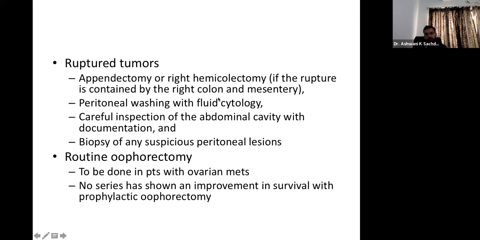For ruptured tumors, again the confusion of appendicectomy versus right hemicolectomy. In this case, right hemicolectomy is preferred if the rupture is contained by the right colon and mesentery. And then we do peritoneal washings, careful inspection of the abdominal cavity, and biopsy of any suspicious peritoneal lesions. Oophorectomy is only to be done in patients with ovarian metastasis, and there is no role of prophylactic oophorectomy.